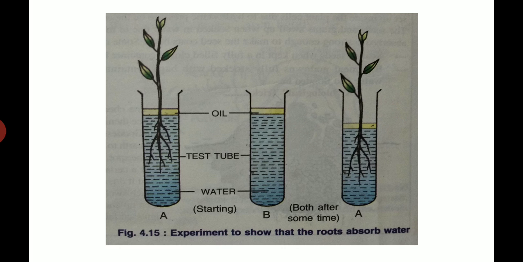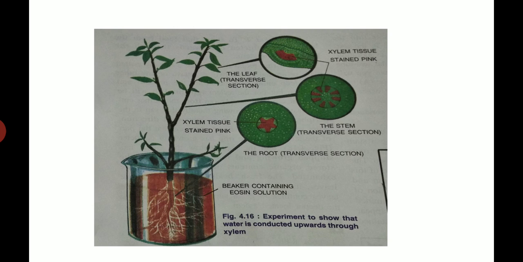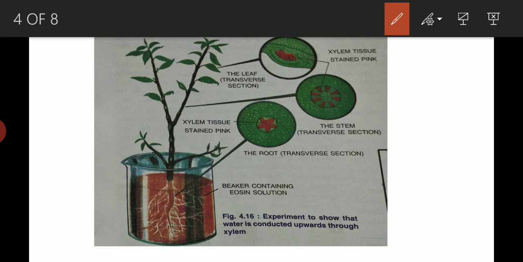Now moving on to the second experiment. This experiment is to show that water is conducted upwards through the xylem. In the upward direction the water is conducted through the xylem. This is the aim of the experiment.